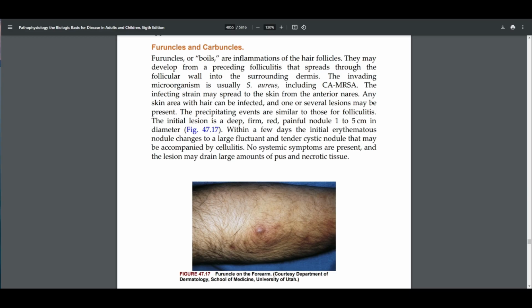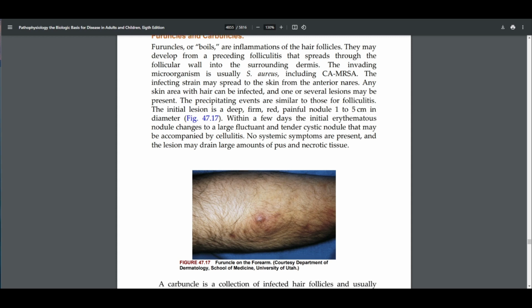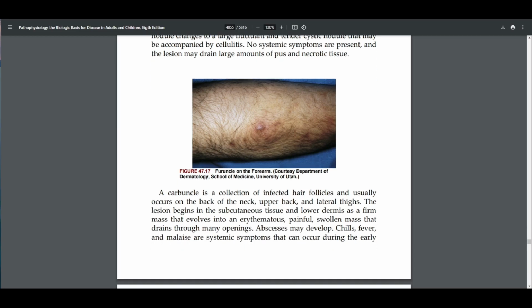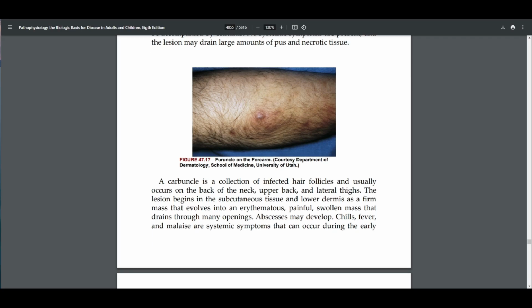The precipitating events are similar to those of folliculitis. The initial lesion is a deep, firm, red, painful nodule 1 to 5 centimeters in diameter. Within a few days, the initial erythematous nodule changes to a large, fluctuant and tender cystic nodule that may be accompanied by cellulitis. No systemic symptoms are present, and lesions may drain large amounts of pus and necrotic tissue. So here you're taking a look at the furuncle on a forearm.